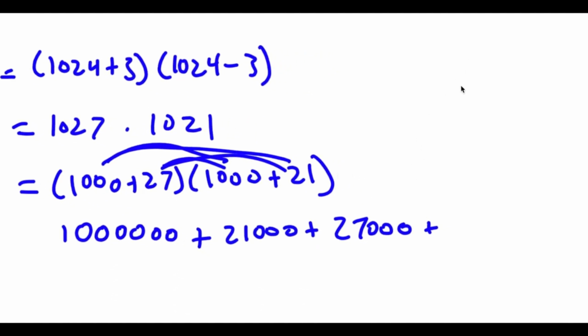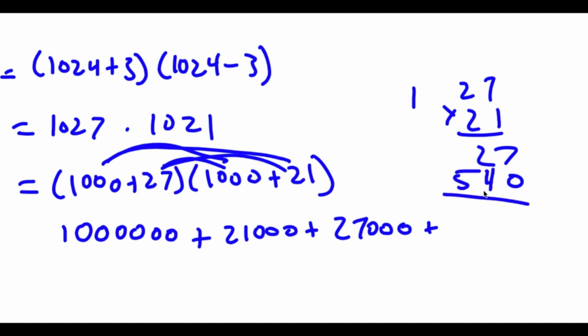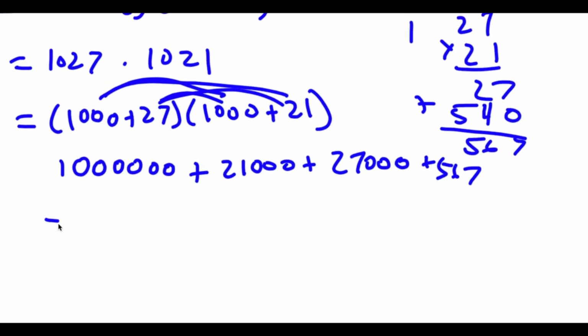And 27 times 21, let's go ahead and do that right here. 7 times 1 is 7. 1 times 2 is 2. 2 times 7 is 14. And 2 times 2 is 4. 4 plus 1 is 5. So now if I add these, I get 567. So now this is going to be equal to 21,000 plus 27,000 is 48,000. So 1,048,000 and 567.